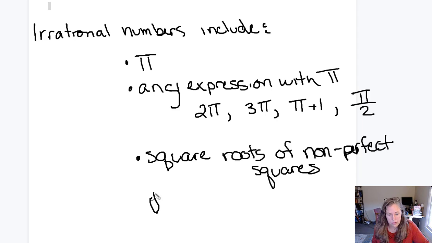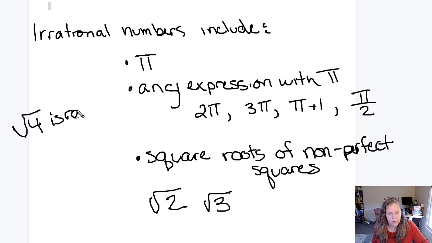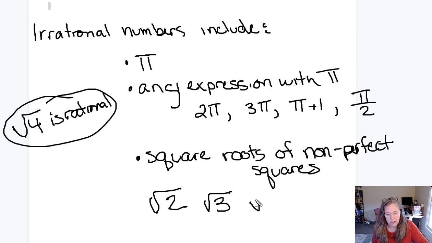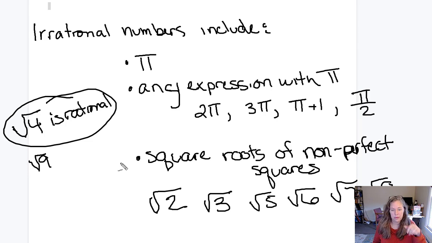So, like the square root of 2, we saw. Square root of 3. Square root of 4 is rational. Square root of 5 is not. Square root of 6 is not. Square root of 7 is not. Square root of 8 is not. Square root of 9 is rational, and so on. So there you go, rational and irrational. You're going to do some practice on that now. See you guys.